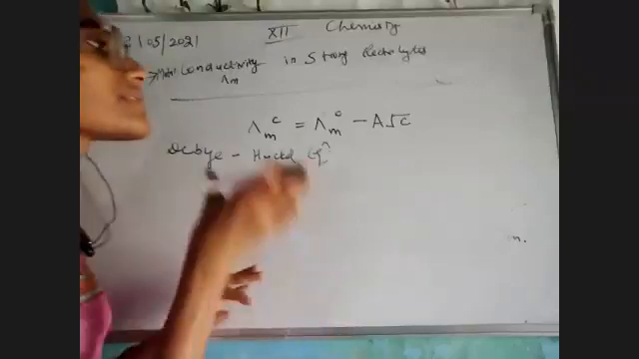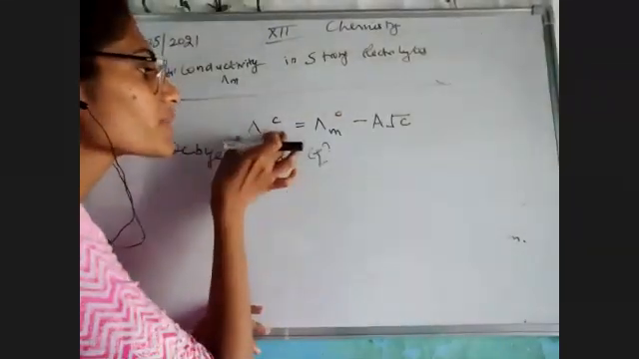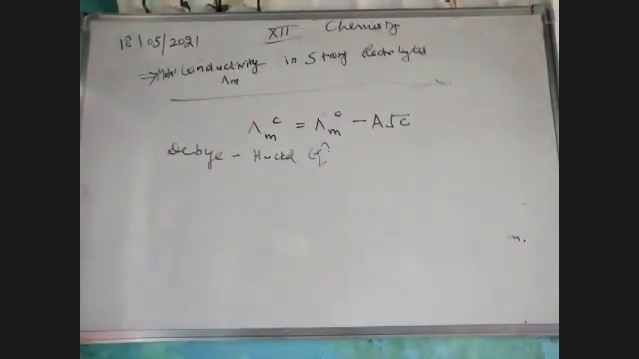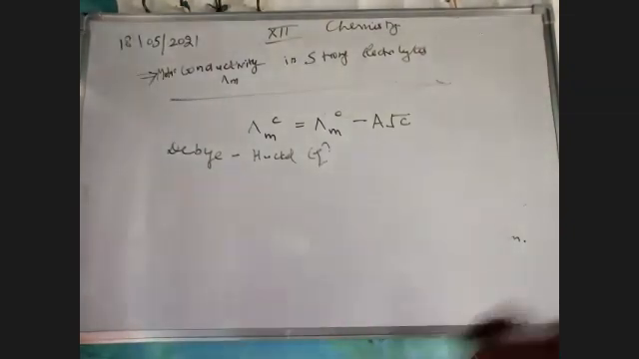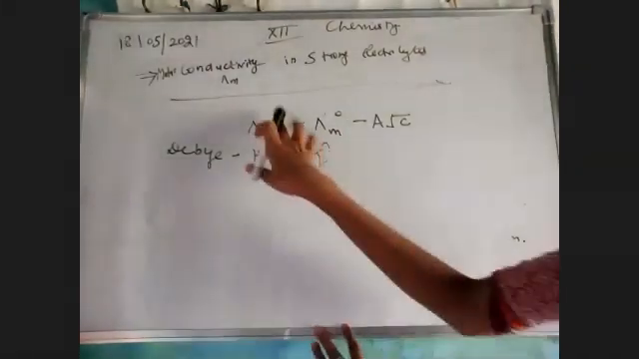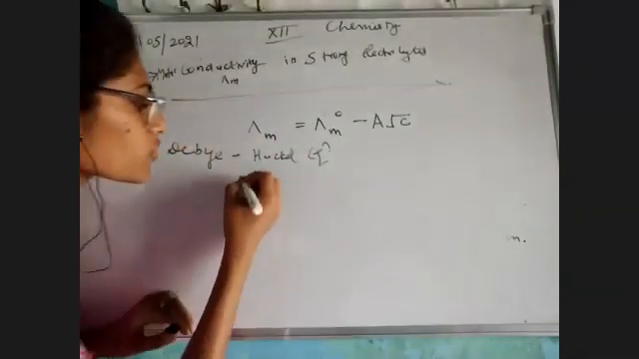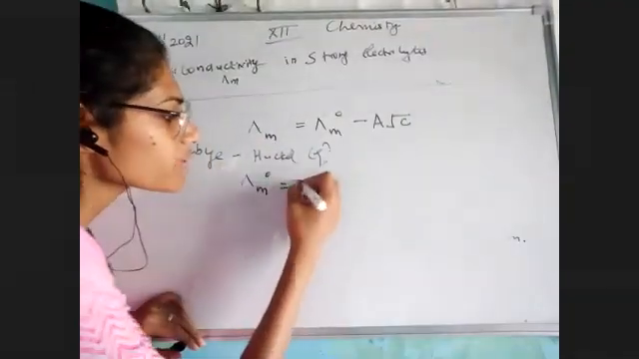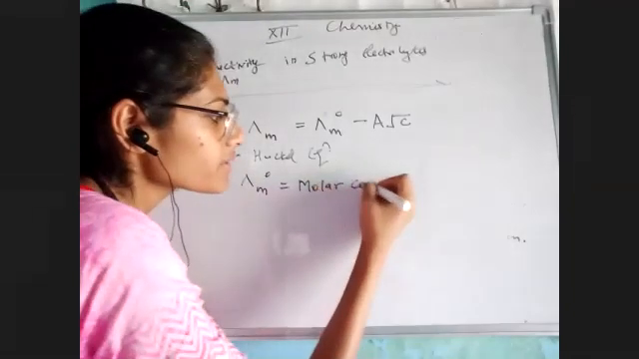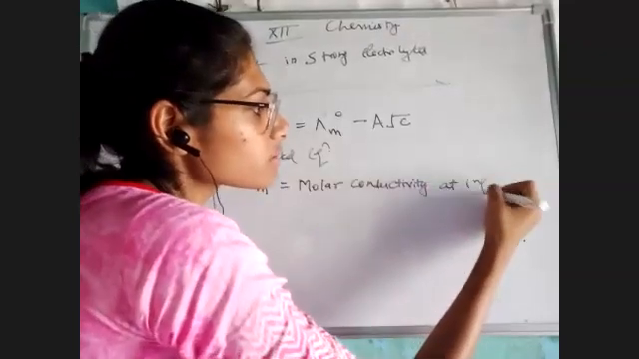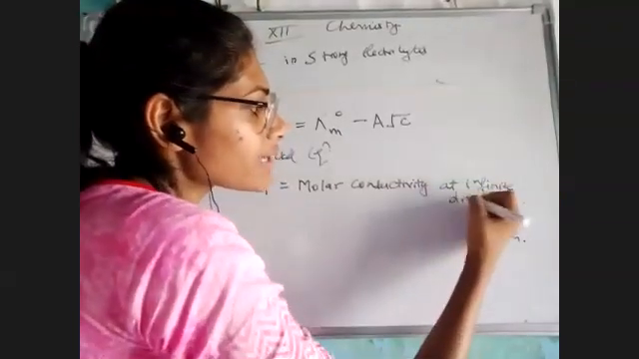He has given us such an equation in which we have been provided with lambda m naught as well as A and under root C. Now the point here is what these terms define. The lambda m is known as the molar conductivity of strong electrolyte, whereas lambda m naught is known to be the molar conductivity at infinite dilution.